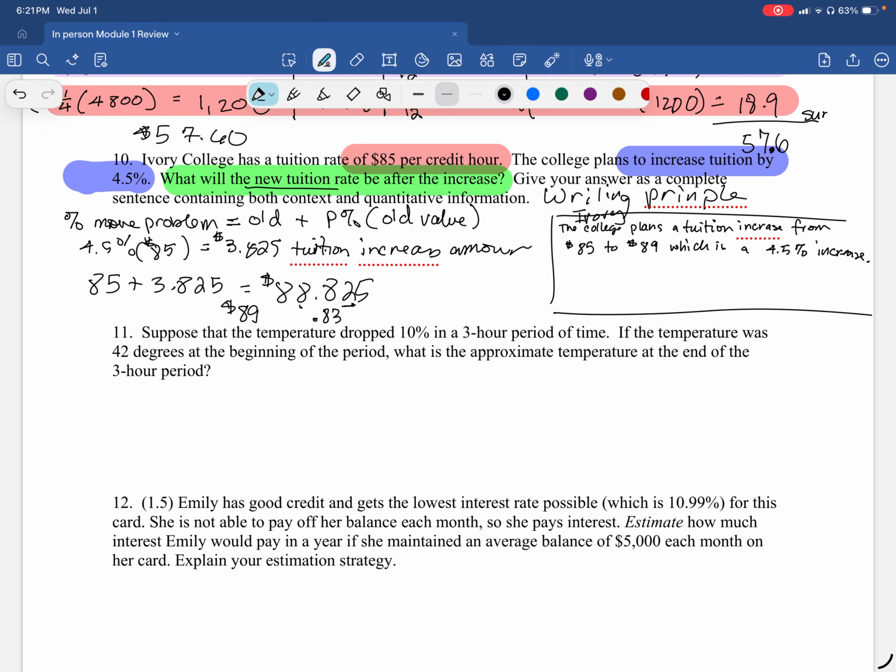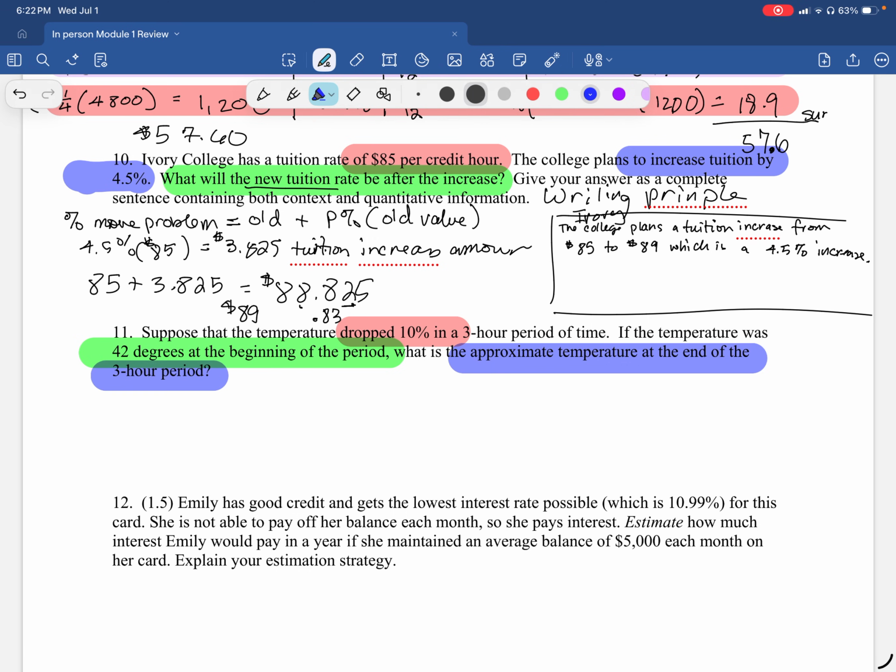Suppose that the temperature dropped 10% in a 3-hour period of time. If the temperature was 45 degrees at the beginning of the period, what is the approximate temperature at the end of a 3-hour period? So this, instead of it being a percent more, is a percent less problem, which means old minus P% of old.